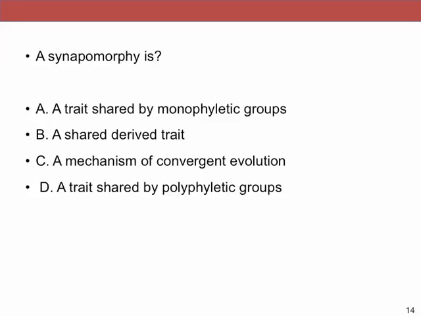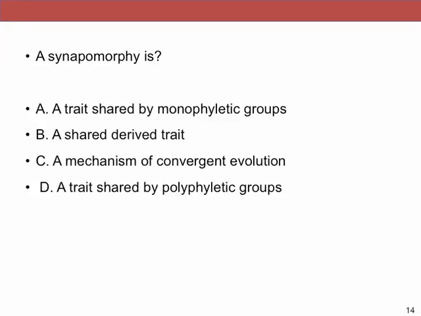So a trait shared by a monophyletic group or by multiple monophyletic groups could be an ancestral trait for that group, but presence of ribosomes is shared by animals. That doesn't mean it's a synapomorphy, right? And also it's not derived. A synapomorphy has to be derived, different from the ancestral trait. Yeah, I mean a synapomorphy, the formal definition is a shared derived trait.